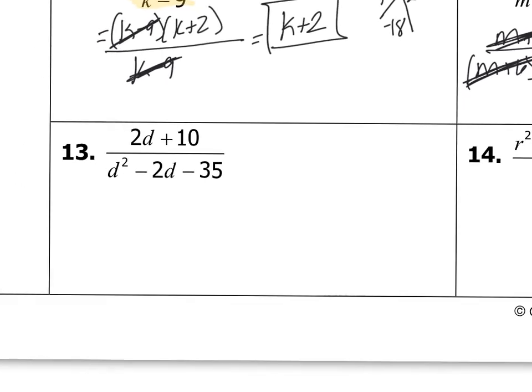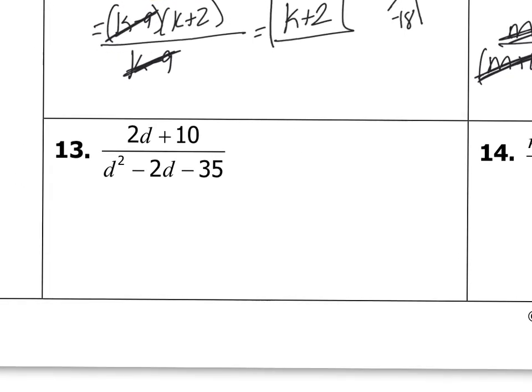Here we go, number 13. We're going to do the same thing. What goes into 2 and 10? Well, 2 does. So I'm going to take a 2 out, and that gives me 2 times D. And how many times does 2 go into 10? 5. Great. Then I need two numbers that multiply to be negative 35 and add to be negative 2. Let's see. Negative 7 and 5, I think that's going to be.